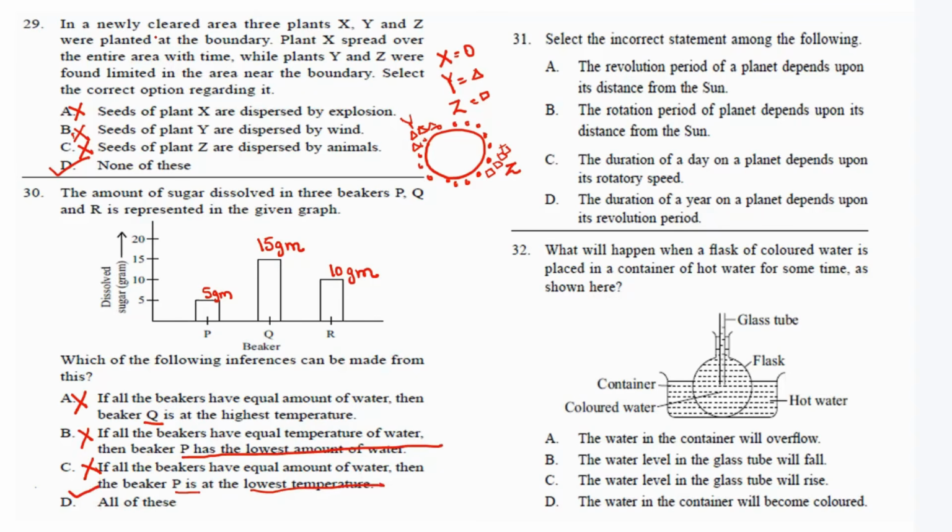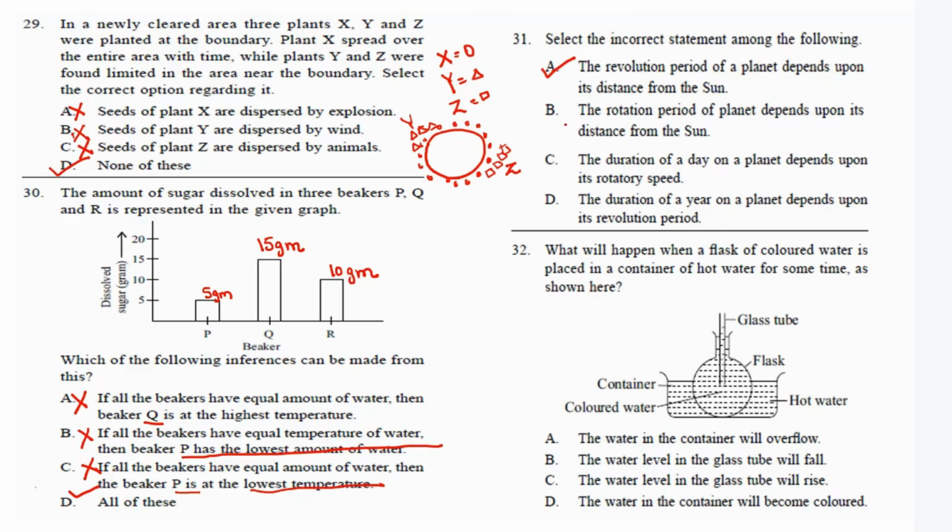Coming to question number 31. Question number 31 says, select the incorrect statement among the following. So the first option says, the revolution period of a planet depends on its distance from the sun. So this is correct because depending on the size and depending on the orbit, the revolution time depends. So as the planets are farther or nearer to the sun, the revolution time depends.